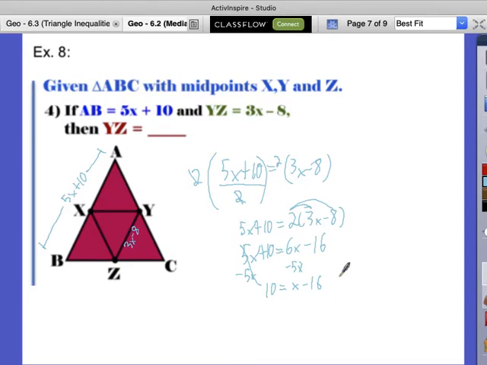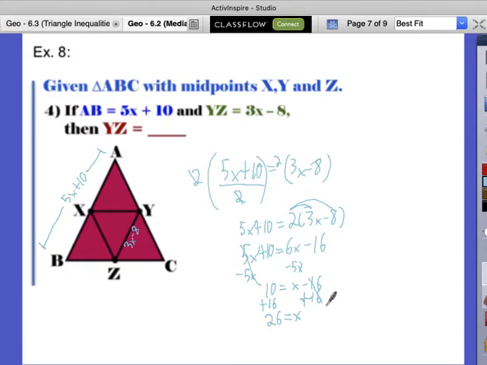Colton, what would you do next? Add 16. What's 10 plus 16? 26. 26 is equal to x. Are we done once we found x? No, we need to plug back in to find YZ, right?